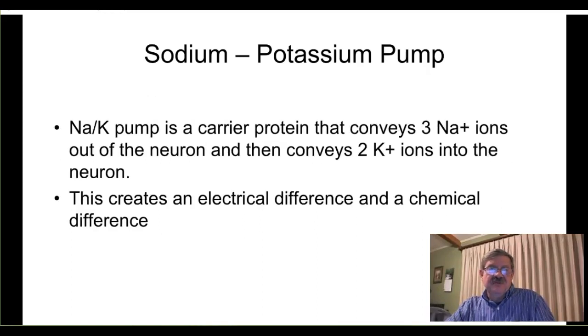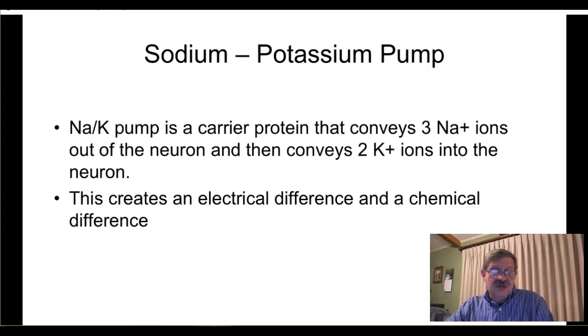So the sodium-potassium pump is a carrier protein, which means it's going to attach to the sodium and the potassium, change its shape, drop the ions off on the other side of the membrane, and return to its original shape. And in this case, a carrier protein can be involved in facilitated diffusion, or it can be involved in active transport. In this case, it is active transport.